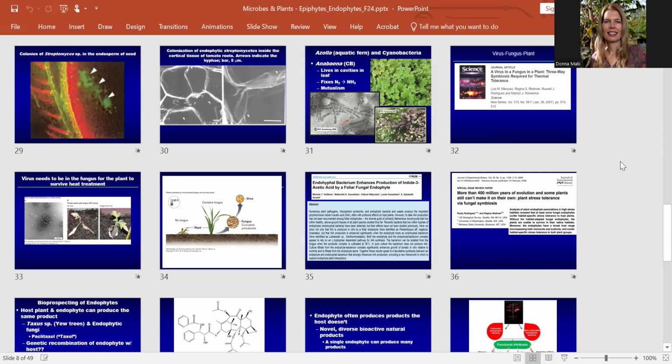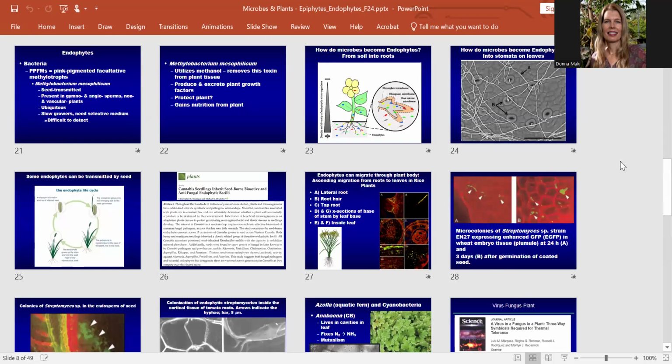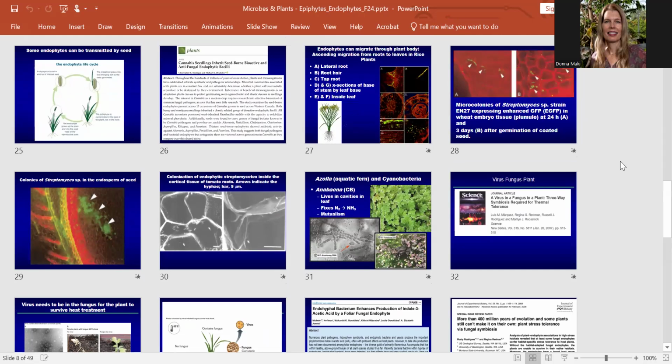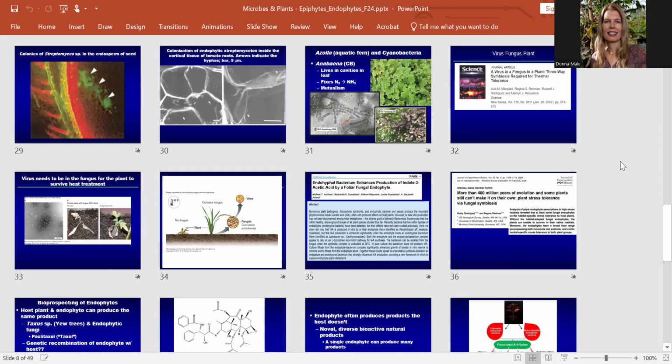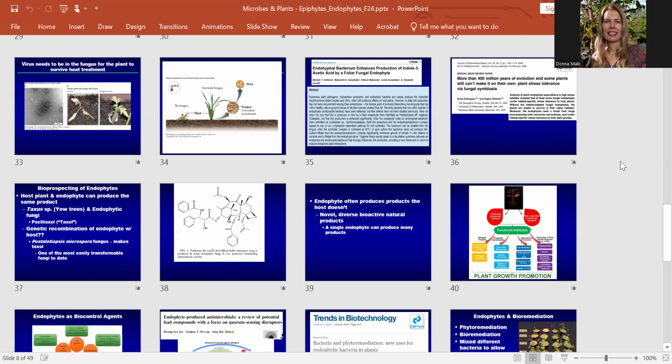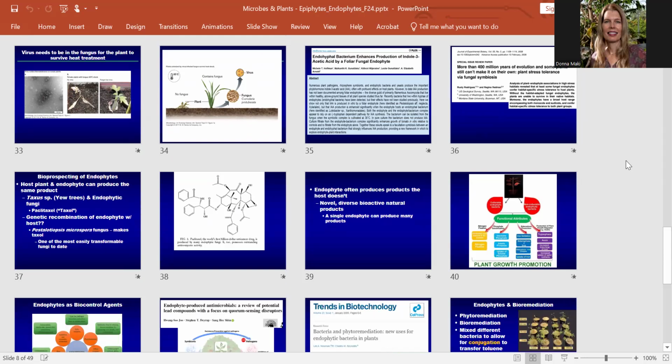Any questions on the epiphyte endophyte slide set? Not terribly big on names. It's more the concepts. What are they doing? What's significant about how they live their life?